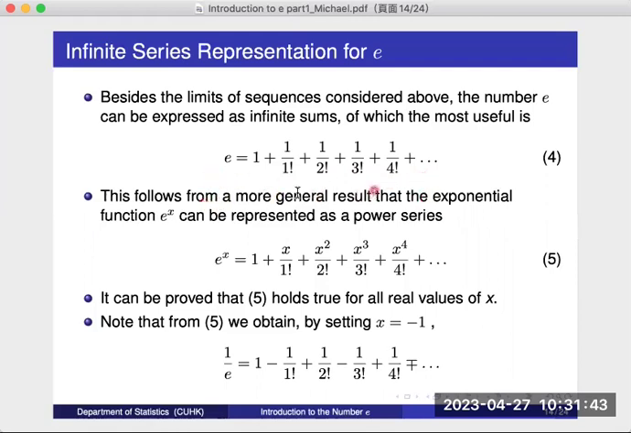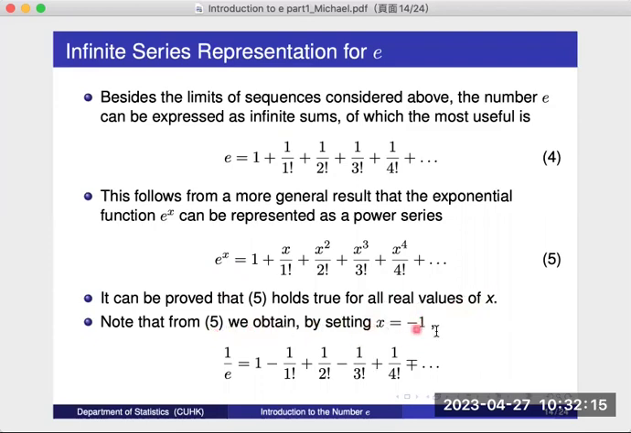This follows from the more general result that the exponential function e to the power of x can be represented as a power series, the sum of 1 plus the fraction x over 1 factorial plus the fraction x squared over 2 factorial plus the fraction x cubed over 3 factorial plus the fraction x to the 4th power over 4 factorial and so on, equals the exponential function e to the power of x. It can be proved that this equation holds true for all real values of x.